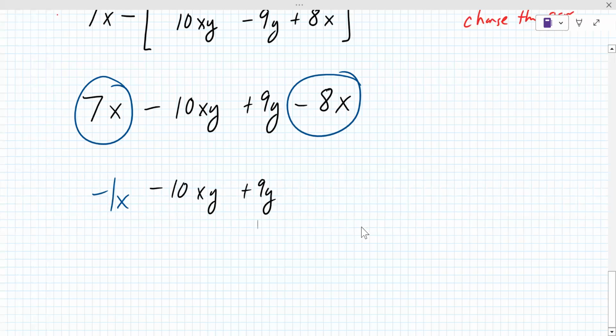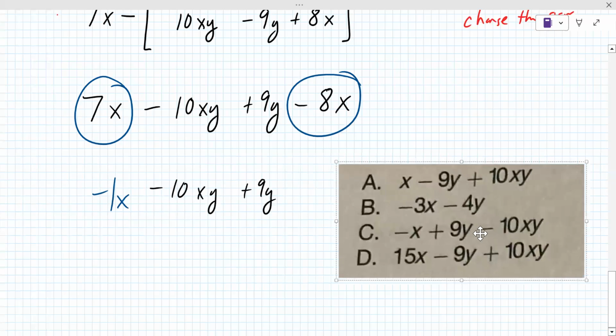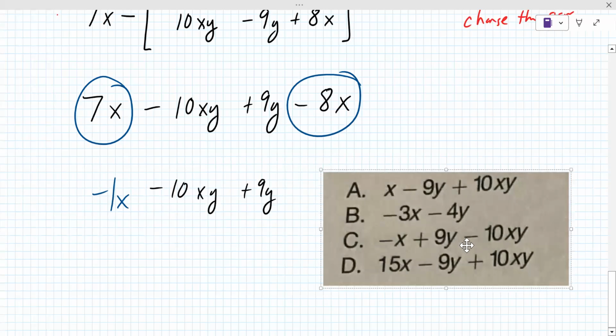Here are the answers. Do any of these match what you have written there? The second one. This one right here. No. The first one. So the first one has positive x. Yours is negative. The third one. Yes.